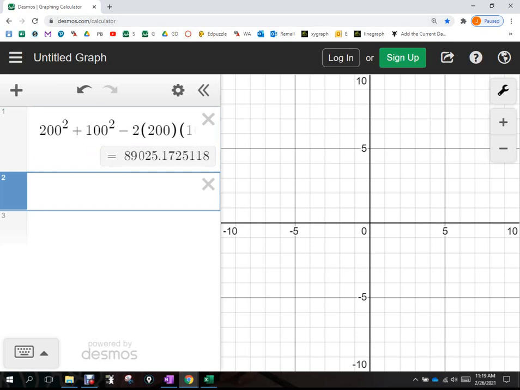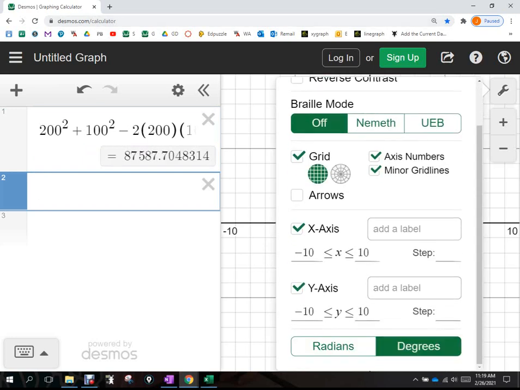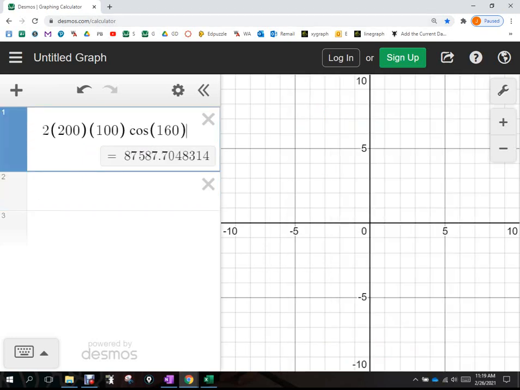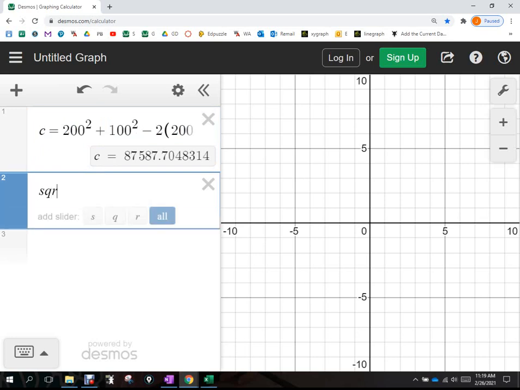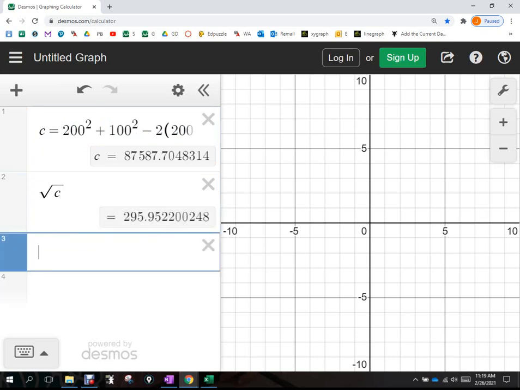Make sure my mode is in degrees. I'm going to call this distance C, and I'll take the square root of that. I'm 296 miles away from the starting point, which should make sense to us.